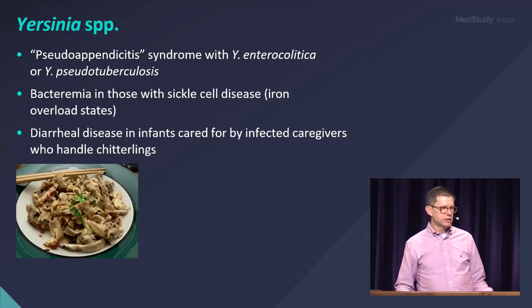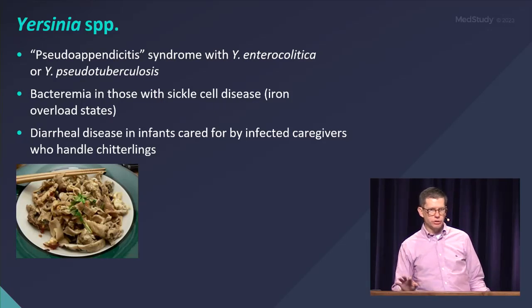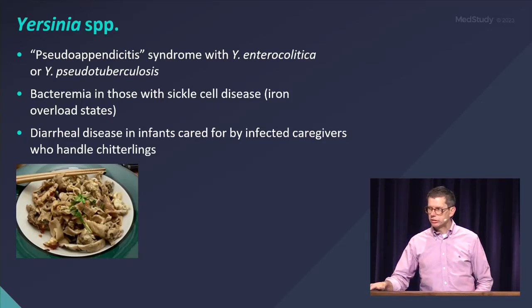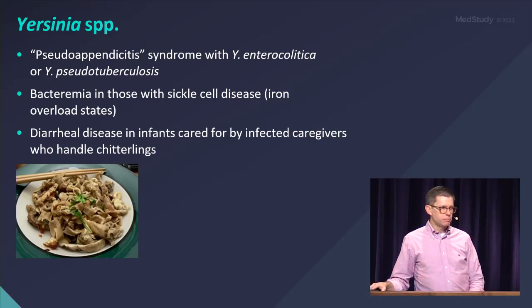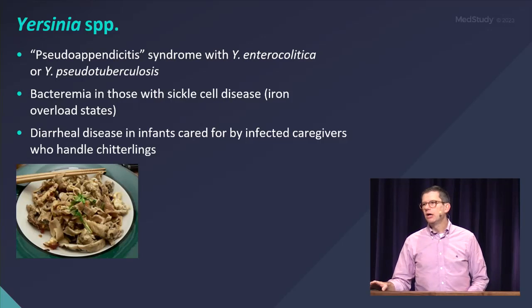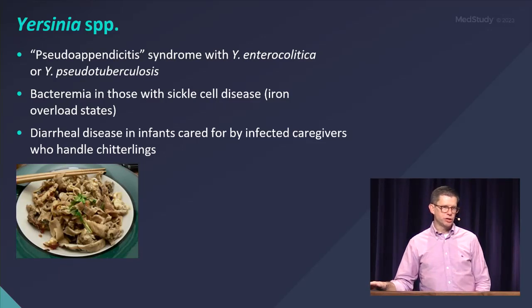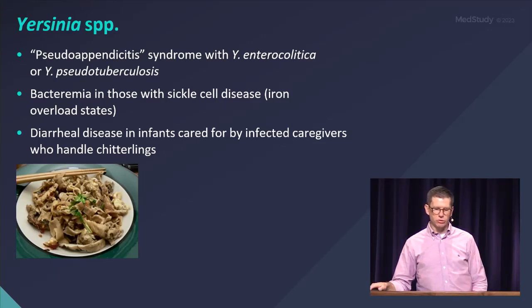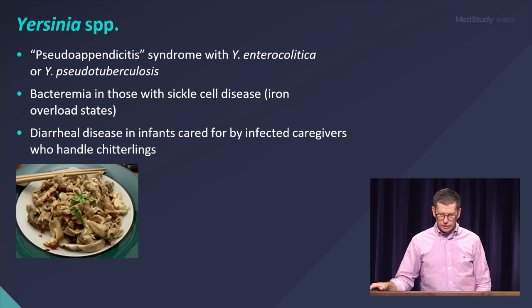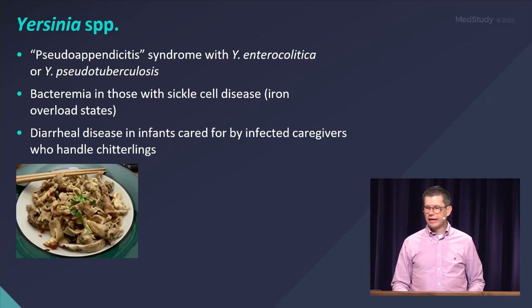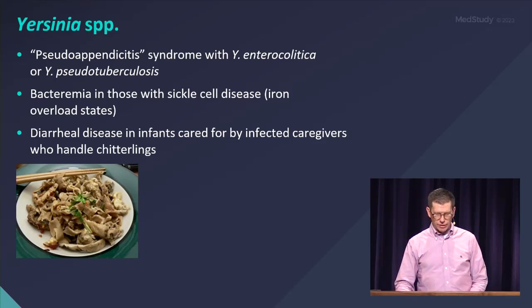Yersinia species, so this is not Yersinia pestis or plague, this is other Yersinia species, including enterocolitica and pseudotuberculosis. They can cause a pseudoappendicitis syndrome, so the boards might give you a 10 to 14-year-old kid who looks like they have appendicitis, but all the tests you do for appendicitis are negative, and they've had some GI symptoms. They want you to think about Yersinia pseudotuberculosis or enterocolitica. You can also get diarrheal disease in infants cared for by caregivers who handle chitlins, which are hog intestine, and that's often seen in the South.